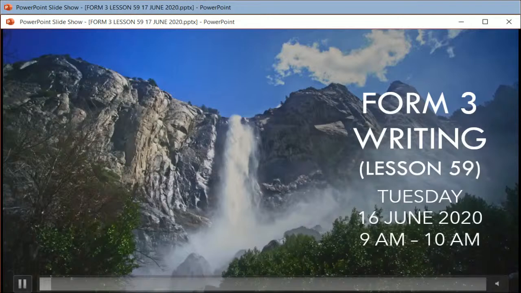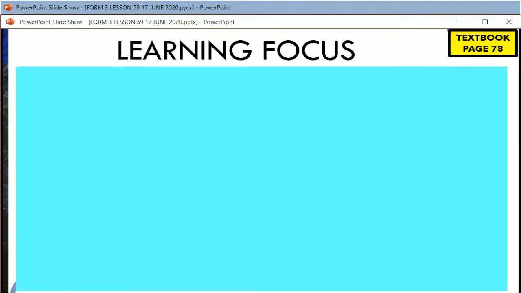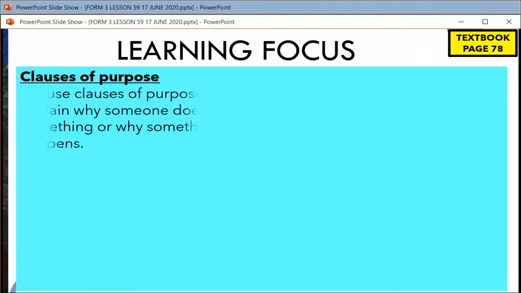Hold on, let me find my PowerPoint. Okay, so today we're going to look at the learning focus in your textbook, page 78. This is a little bit about grammar, but it's not grammar. We are doing writing today, but you need to know the clauses of purpose. You use the clause of purpose to explain why someone does something or why something happens.